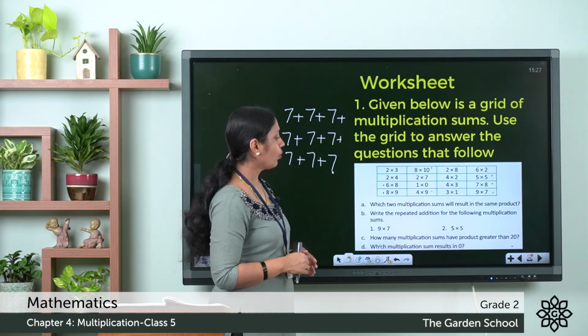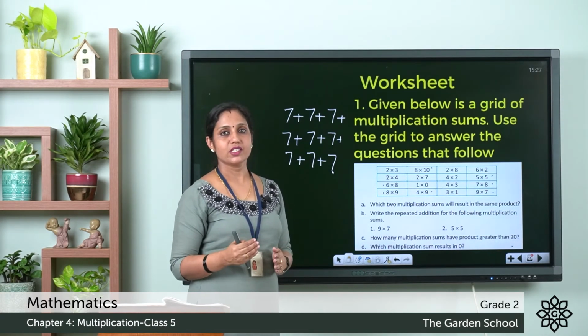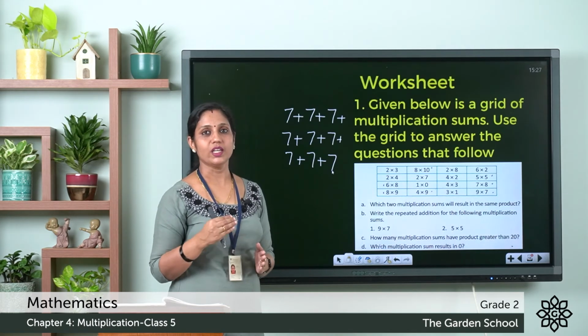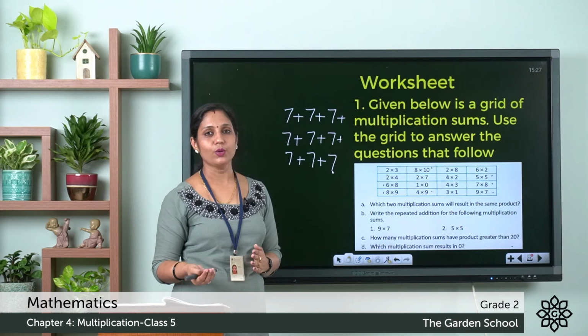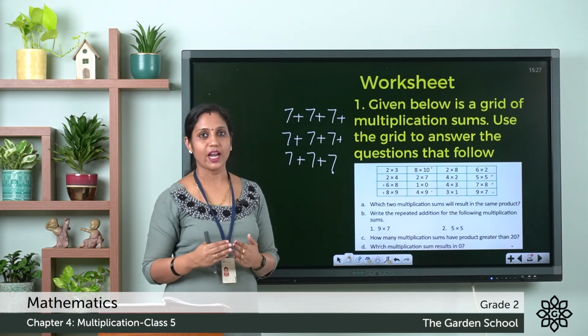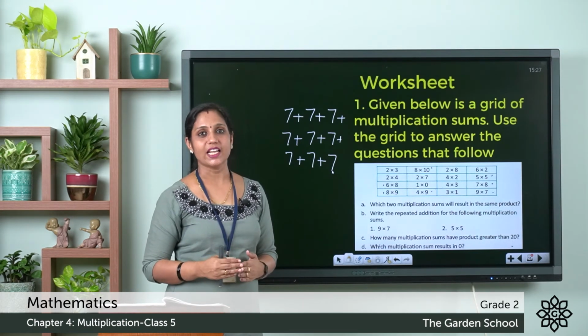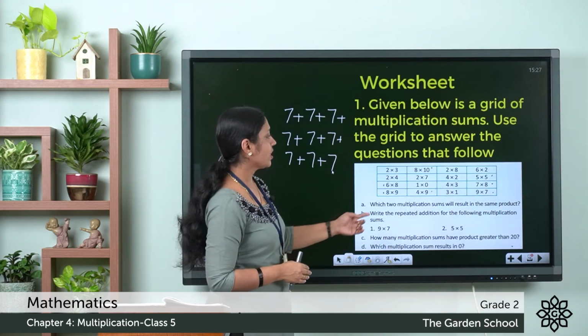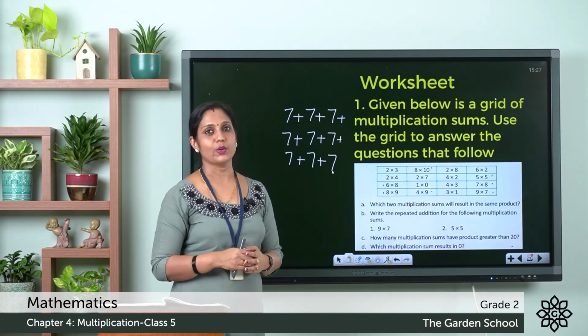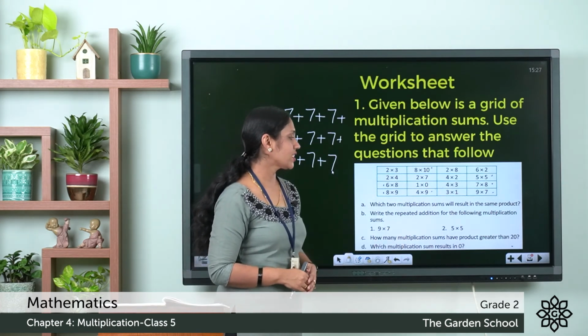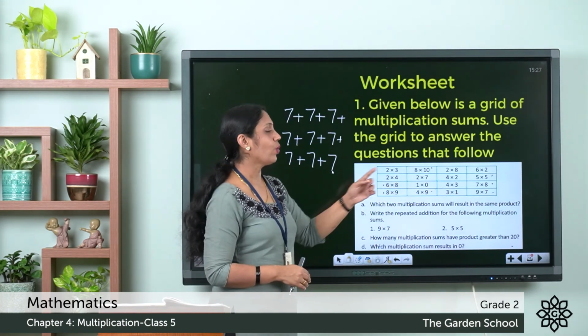And the next one: which multiplication sum results in 0? So we learned the multiplication fact that if a number is multiplied by 0 or if 0 is multiplied by any number, we get the answer 0. So here you can see 1 into 0. So what is the answer to 1 into 0? It is 0 itself. So which multiplication sum results in 0? It is 1 into 0.